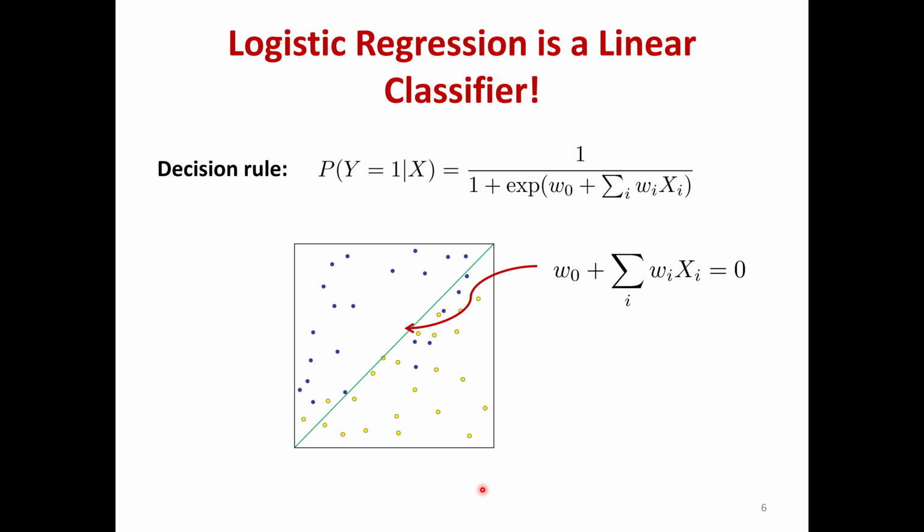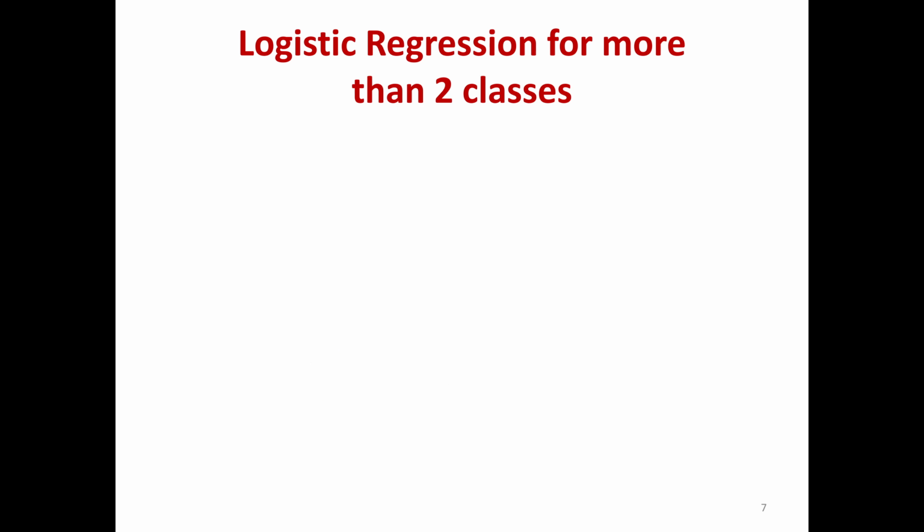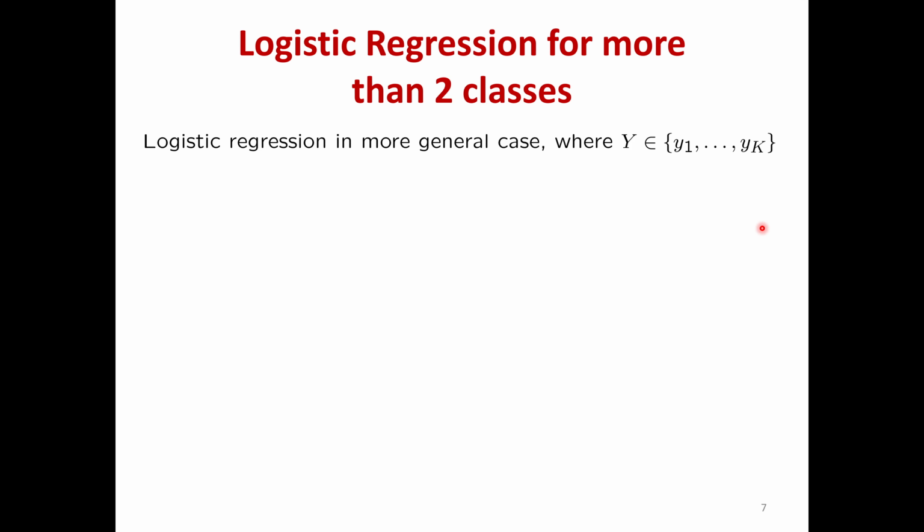For those x features, when this linear combination is bigger than 0, the predicted class label will be 0, otherwise the predicted class label will be 1. That's all great, but you might wonder how we can generalize this to more than 2 classes. It's actually very easy.